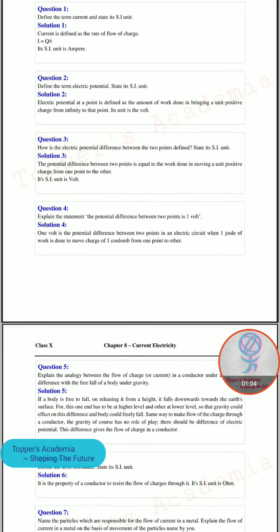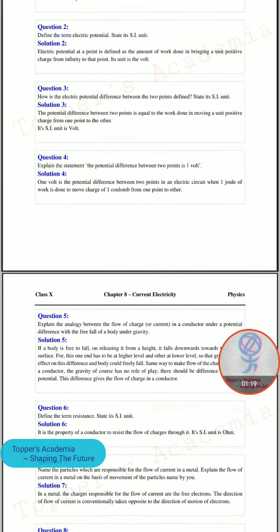Moving to question number 3. How is the electric potential difference between the 2 points defined? State its unit. The potential difference between 2 points is equal to the work done in moving a unit positive charge from one point to another point, and again its SI unit is volt.